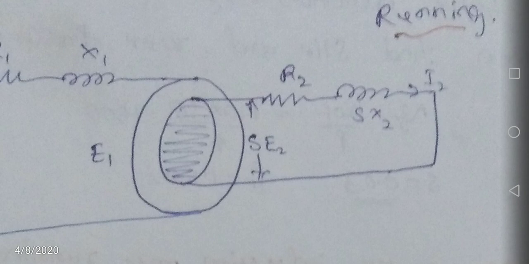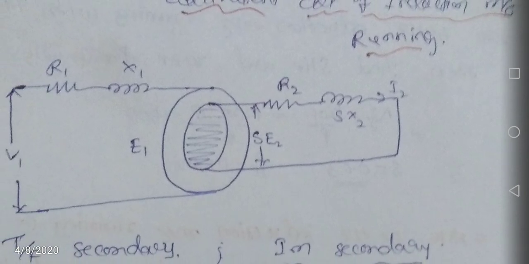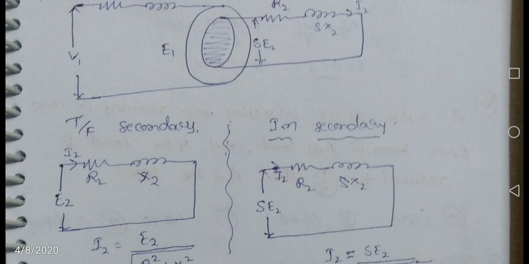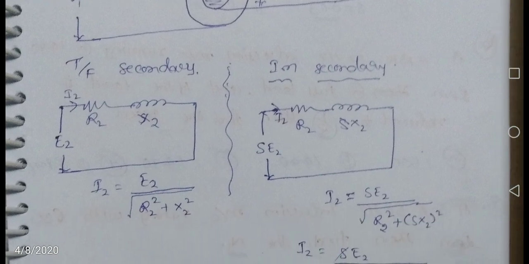And I2 is the rotor current. The rotor current I2 depends upon the rotor parameters like rotor resistance, reactance, and induced EMF. So the current changes from starting to running, and the parameters also change. Here we have the transformer secondary and the induction machine secondary circuits. There are similarities between the transformer secondary and the induction machine secondary, because in both the secondary parameters are R2 and X2, and R2 and SX2.